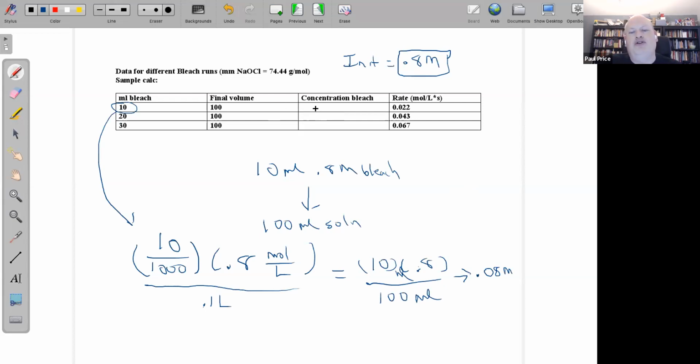So my concentration of bleach here is 0.08 molar, and I'm only worried really here about 1 or 2 sig figs. I'm not really worried about sig figs from today. This is actually 0.80 if we want to do it, so I have to keep it to 0.080 with these volumes.